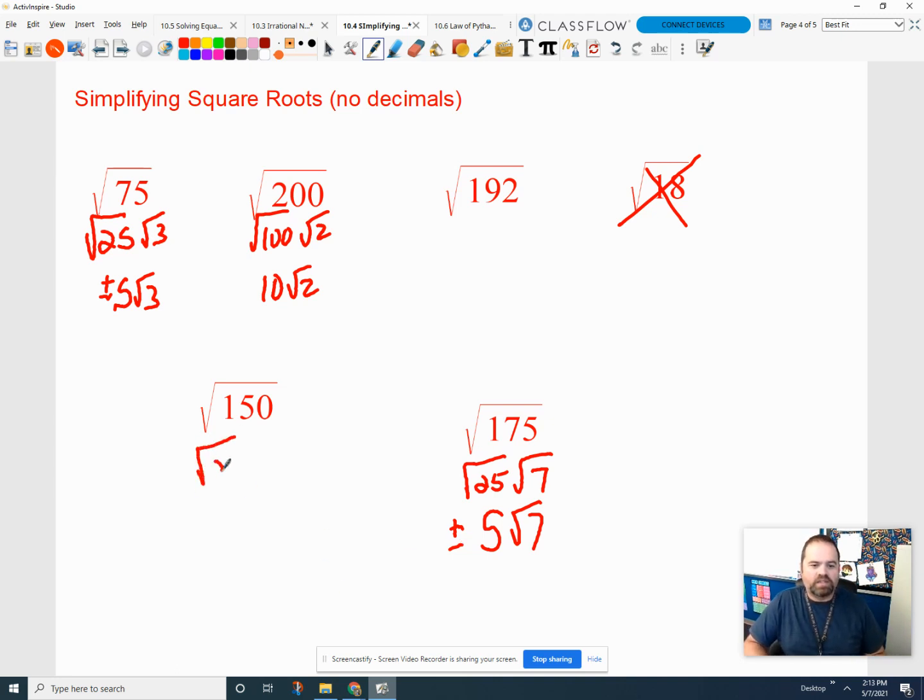150. That's 25 times 6. So that one is 5 square root 6. I forgot my plus minus. All right, 192. I don't know what the square root of 192 is. I don't know a perfect square that divides into 192.